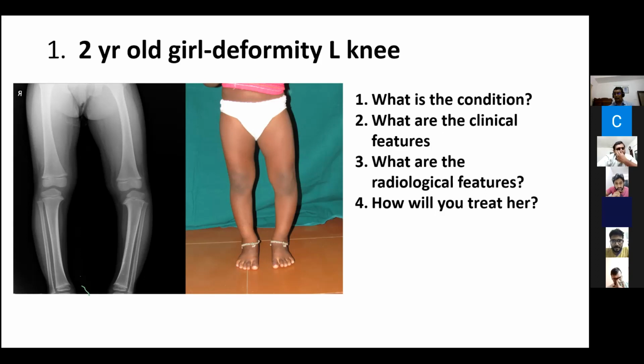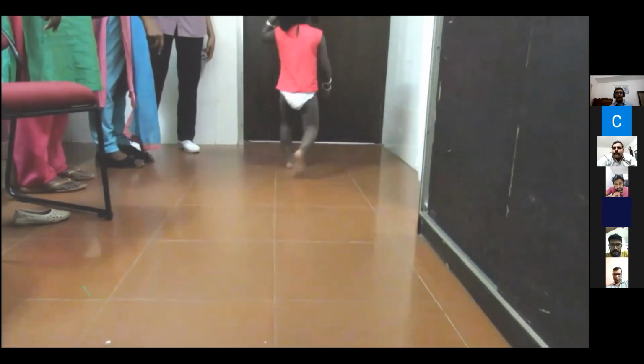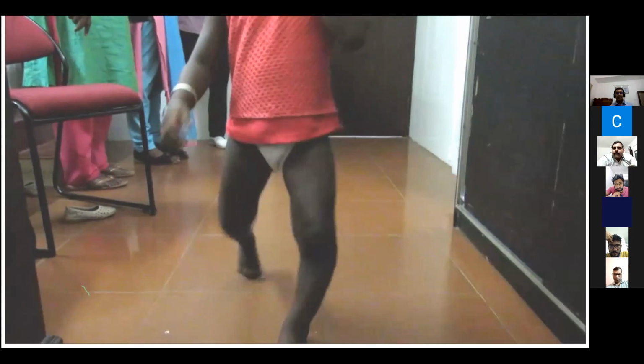Now, just tell me what you see in this gait. She's walking a little too fast. But what do you see in that gait? What is the striking feature in that gait? Varus thrust gait, sir. Lateral thrust. Okay, lateral thrust can occur with any severe varus deformity, but lateral thrust with these features suggests Blount's disease.